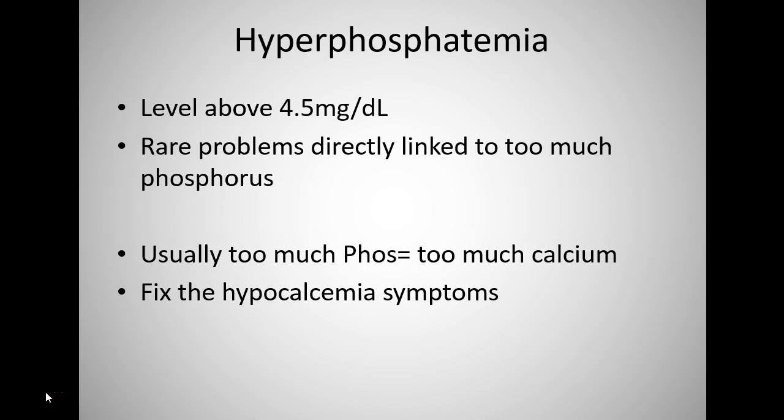So for hyperphosphatemia, level is above 4.5 milligrams per deciliter. This is a rare problem directly linked to too much phosphorus. Usually too much phos equals too much calcium. So fix the hypocalcemia symptoms and you'll fix the hyperphosphatemia.